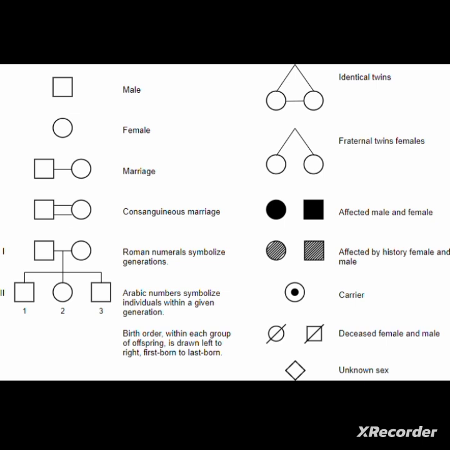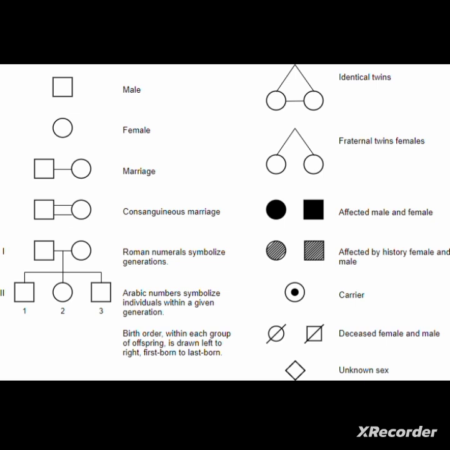relatives or cousins. Then, vertical lines descending from a partnership denote offspring, and they are connected by a horizontal line above the symbols. Then, an affected male or female is represented by a fully shaded symbol.